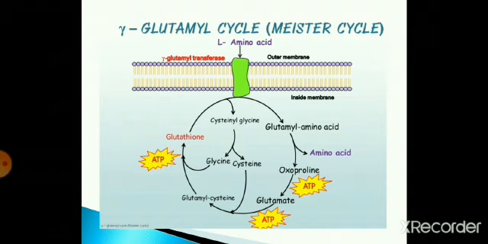So glutathione reacts with the amino acid to form gamma-glutamyl amino acid, and this reaction is catalyzed by gamma-glutamyl transferase. So the glutamyl amino acid is then cleaved to give free amino acid. So the net result is the transfer of amino acid across the membrane. And the transport of one molecule of amino acid and regeneration of glutathione requires 3 molecules of ATP.